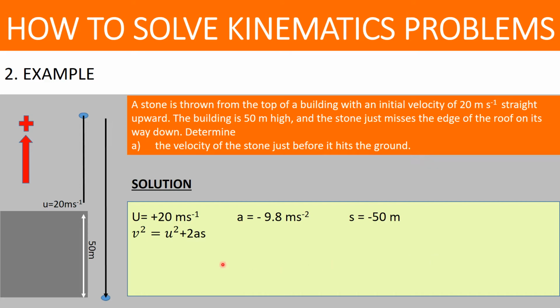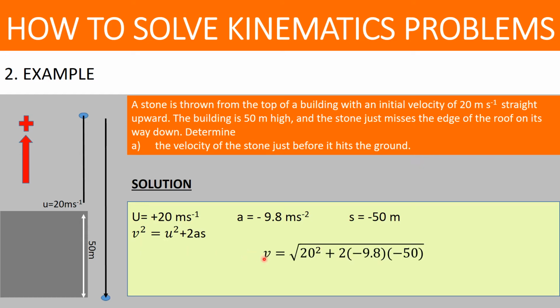So then the equation of motion that we are using is v squared equals u squared plus 2as. So you might want to ask, why do we choose this equation? Now you notice that u is given, a is given, s is given, so these three quantities are given. So the fourth quantity can be determined, which is the velocity of the stone just before it touches the ground.